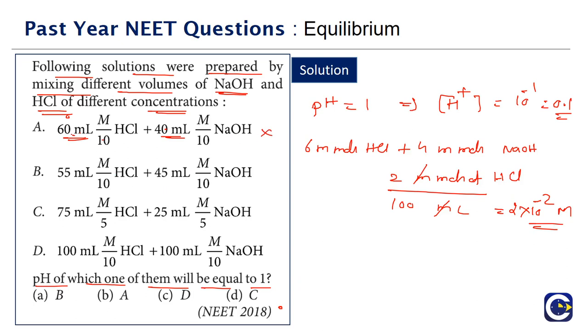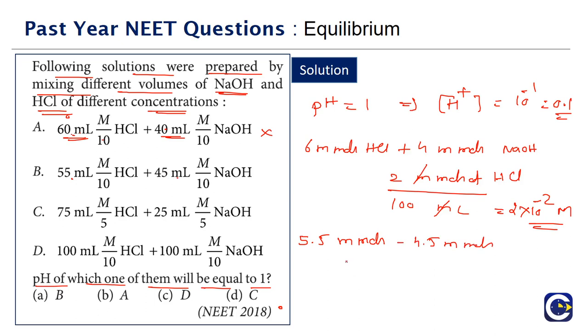Similarly, we can check option B. What is option B? 55 ml of M by 10 solution, 45. So if you look at it, this is 5.5 millimoles and this is 4.5 millimoles.